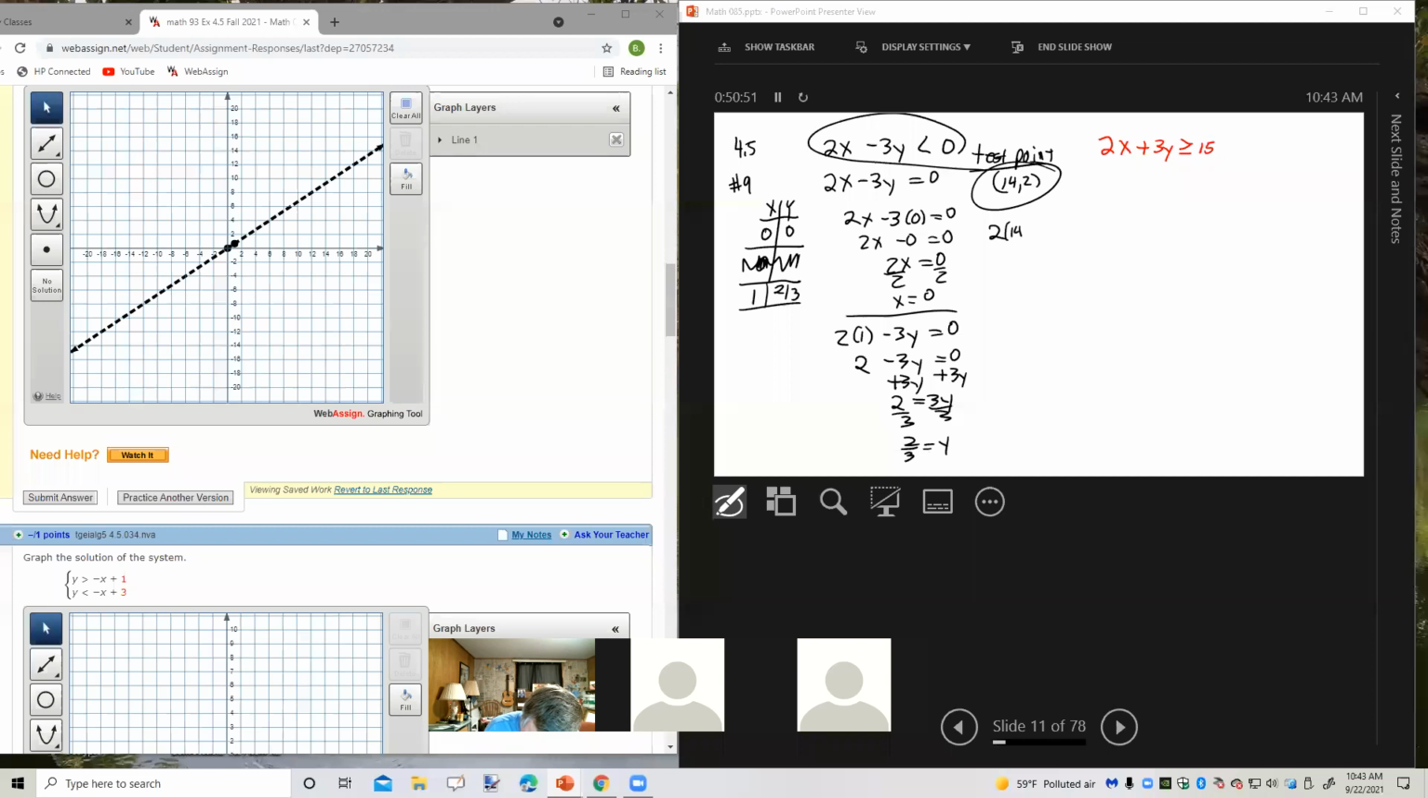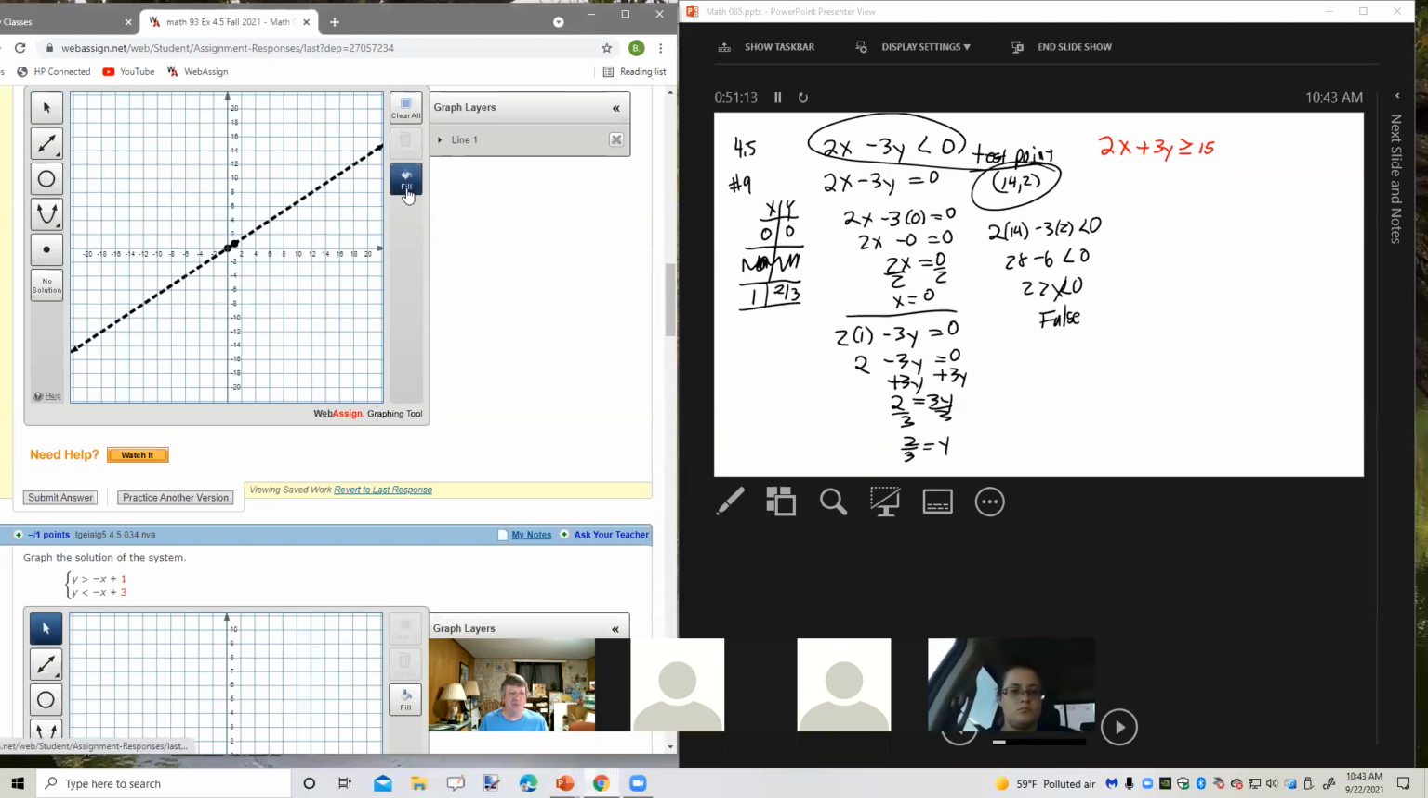So that's going to go into that inequality. 2 times 14 minus 3 times 2 less than 0. 28 minus 6 less than 0. 22 less than 0. That is false. So our test point, 14, 2, is incorrect, which means we aren't going to shade this side of the line. It's going to be on the above side. Okay, so I'm going to fill it in there.